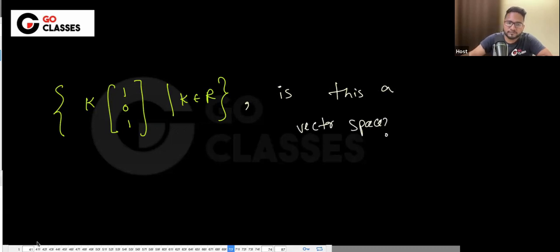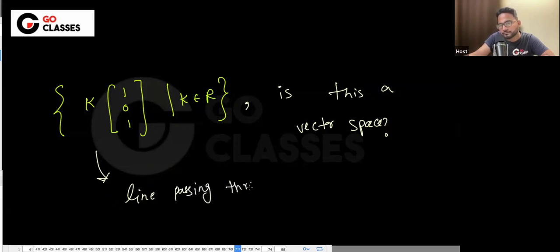Is this a vector space? Yes, zero is there, and any linear combination. Basically, it is just a line, right? It is just a line. So if it is a line, and it might be having three components, which is okay, but any linear combination will give you the vector on the same line. So basically, it is a line passing through origin because it is containing the origin, right? Okay. Just tell me this.